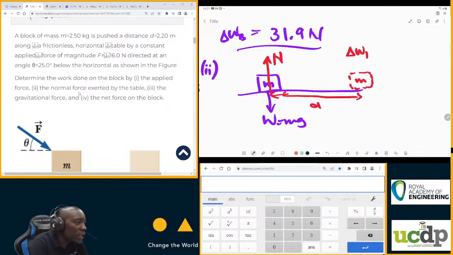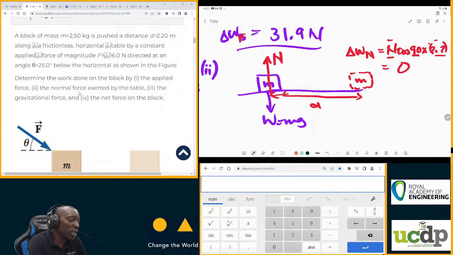The first one was by the applied force, okay? So let's say that is Wf, then by the normal force Wn equals F or N cos 90 times 2.2, okay? Something like that. Cos 90 is 0, because this normal force is perpendicular to the displacement. So the angle between the displacement and the normal force is 90, so that makes the work 0.